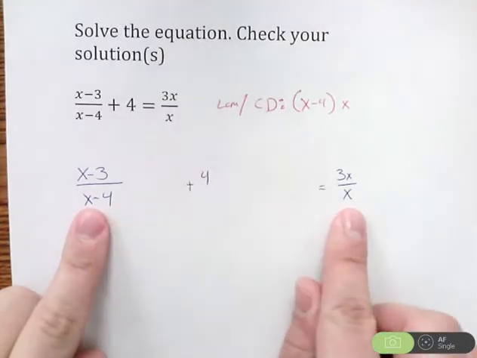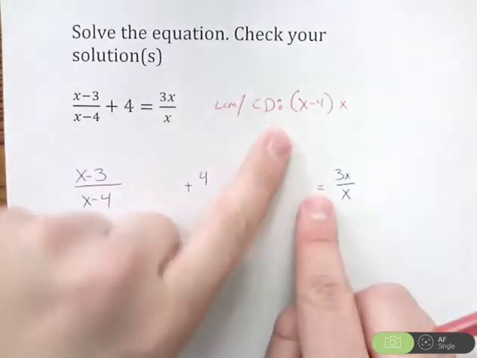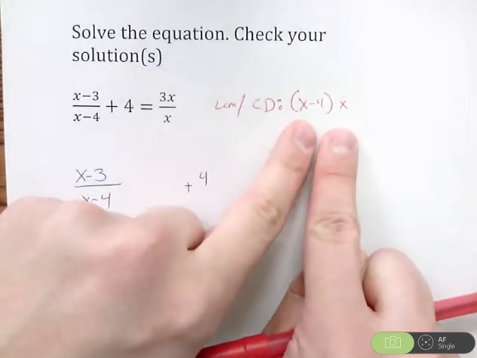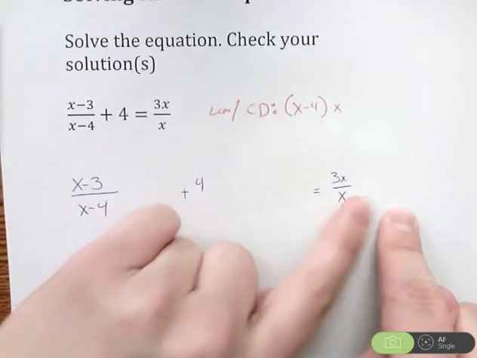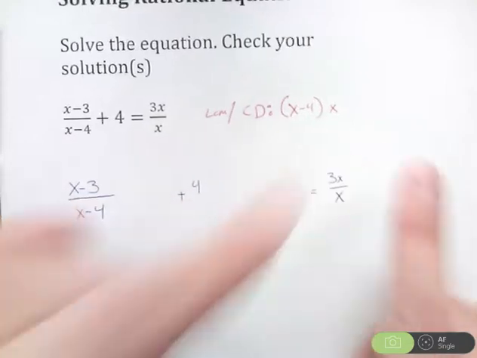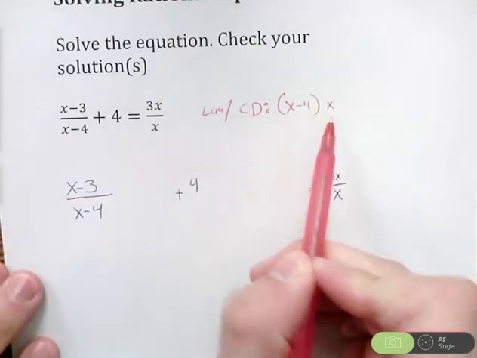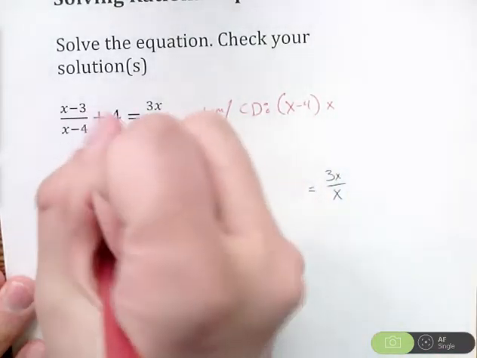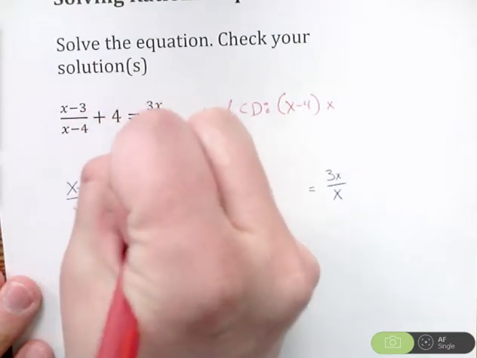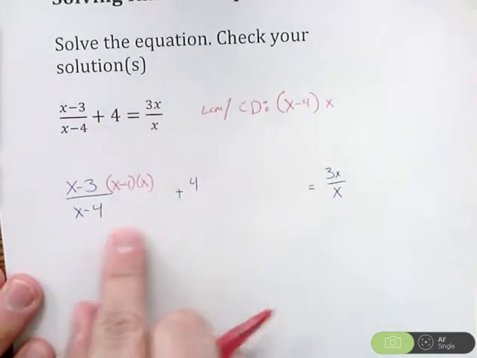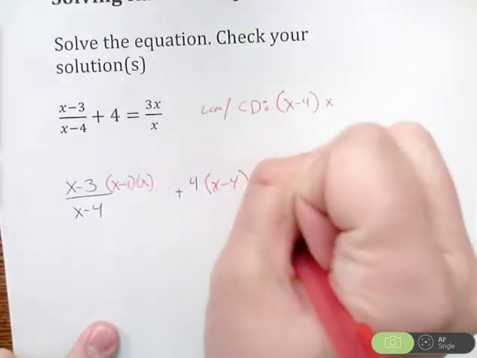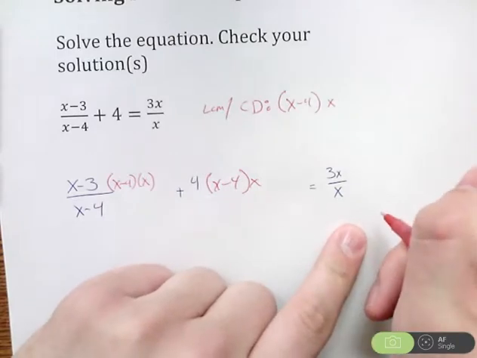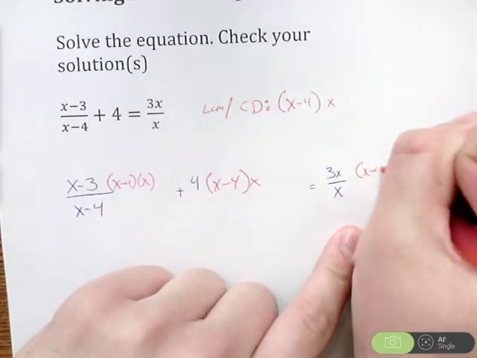To get rid of these fractions, here's what I'm going to do. The equal sign is right here. I'm going to take this common denominator and multiply the entire left side by it, and multiply the entire right side by it. You'll see how that's going to be helpful in one second. So I take x minus 4 times x times this piece, and on the right side, x minus 4 times x.